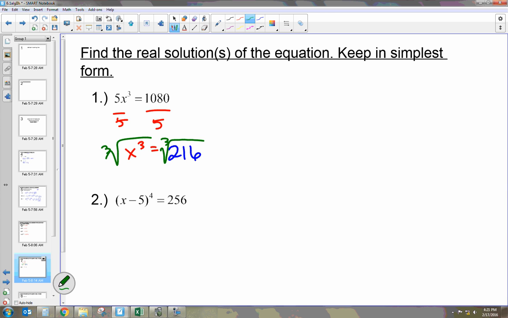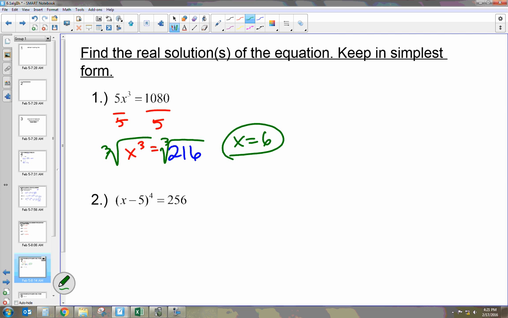Now, if we are going to be cube rooting, if it's an odd root, we keep the positive or the negative. It's just one answer, positive or negative. If it's an even root, we have to do plus or minus. You'll have 2 answers. So we're going to do the cube root of 216, which gives us 6. I put that in my calculator.